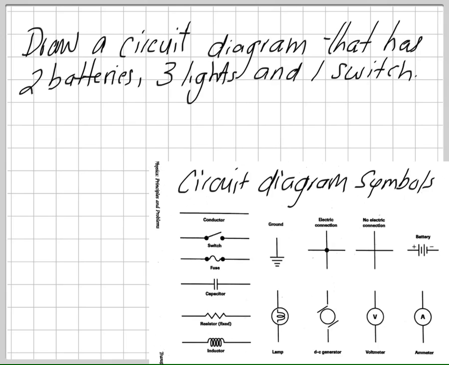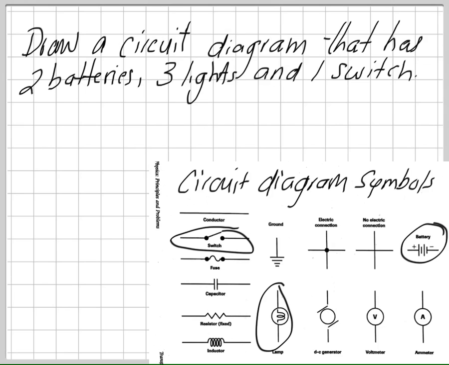So I'm going to go ahead and do one. It says draw a circuit diagram that has 2 batteries, 3 lights, and 1 switch. So let's look and see where our batteries are. Here's a battery. Where's my lights? Here's my lights, also known as a lamp, and then my switch, okay? So I'm going to draw one using the following.